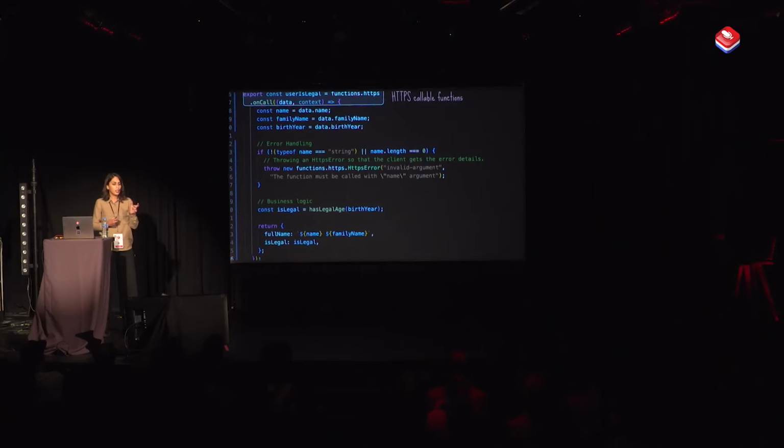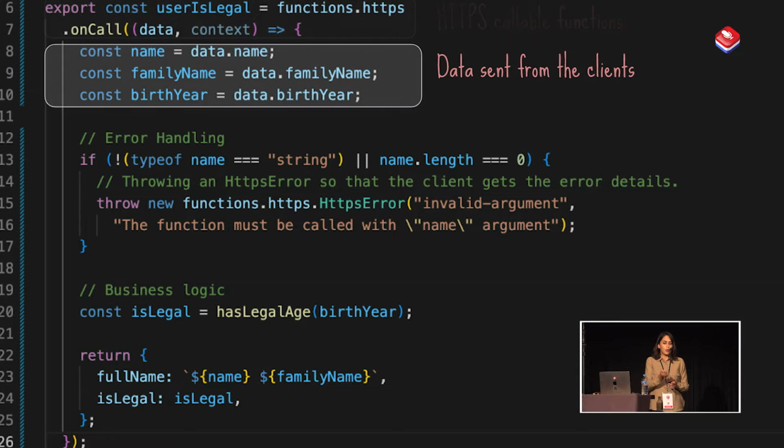And if you are using Firebase authentication, FCM tokens, or App Check tokens, you don't have to send them anymore. The SDK will take care of that for you. As you can see, the data is the part that you receive as an input from the client, and the context part has the authentication information. In this function, I'm expecting to receive a name, a family name, and a birth year from the users.